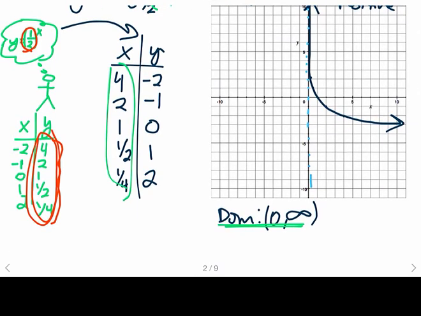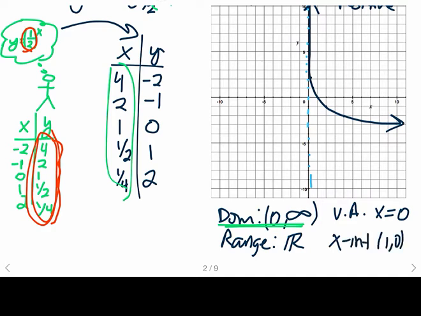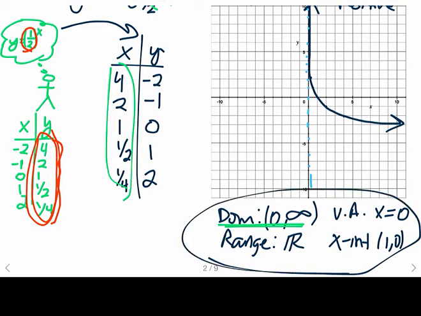The range, all real numbers. As stated, we have a vertical asymptote that is the y-axis, and so x equals 0. And then we have a, not a y-intercept, but an x-intercept of (1, 0). There's our analysis. There's our graph.